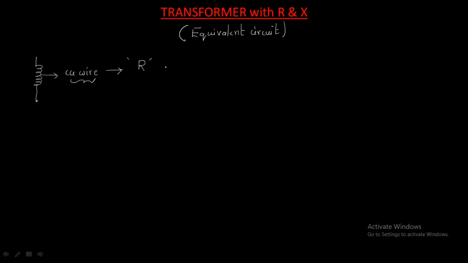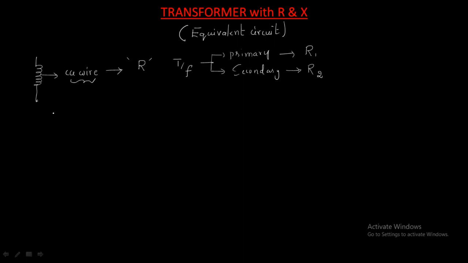That is why a transformer generally has two windings. One is the primary, another one is the secondary. The primary winding has a resistance represented by R1. The secondary winding has a resistance represented by R2. Simple. And what is reactance?